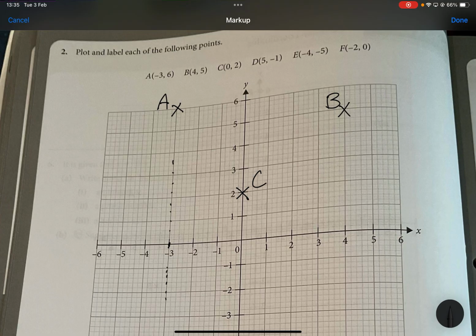Then I want to go to point D. (5, -1). 5 is to the right, positive. The left and right is positive. Then for the up and down, go down 1 unit. So my D is here.